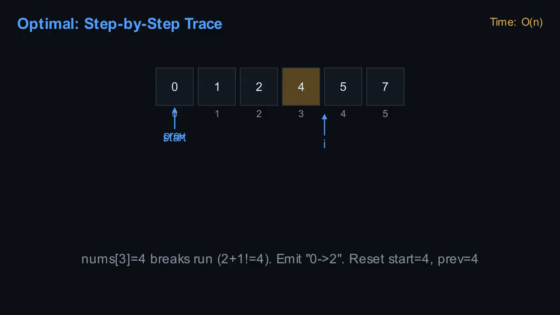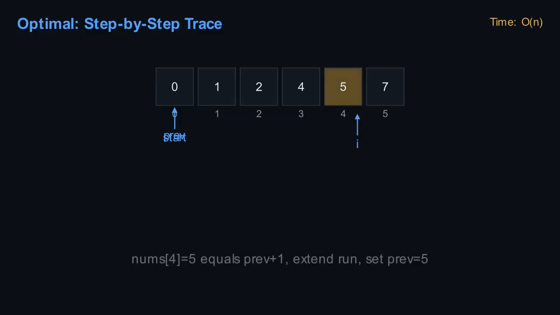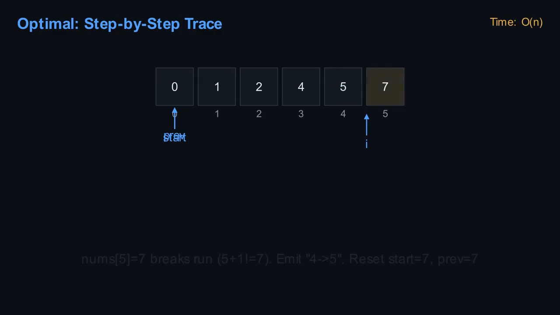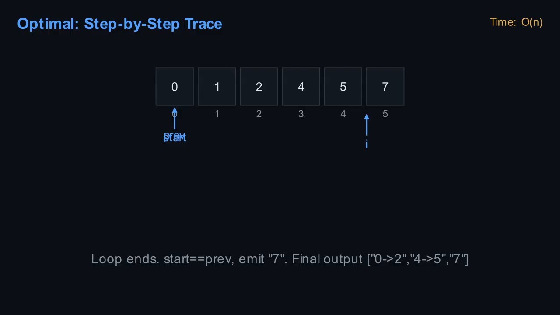Now we reset start and previous to 4. The following value is 5, consecutive, so previous becomes 5. Next we see 7, which breaks the run. Start, 4, differs from previous, 5, so we output 4->5. Reset start and previous to 7. The loop ends, and because start equals previous, we add the lone 7. The final list is exactly 0->2, 4->5, 7.